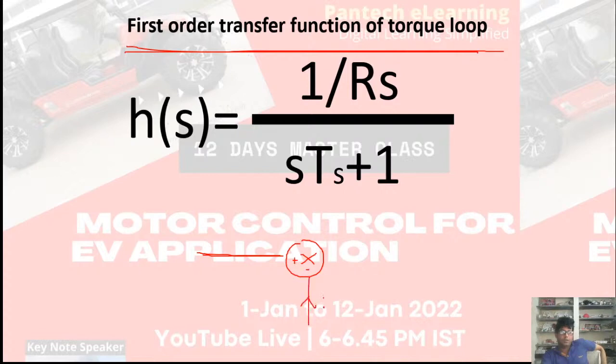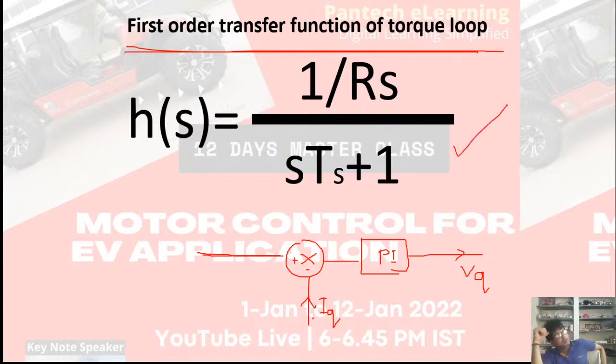This is coming from the motor after doing the ABC to DQ transformation, and this is your PI. This is giving the quadrature axis voltage reference. So this transfer function can be reduced to this form, which is 1 by Rs by S, where S is the Laplace operator, and Ts is the time constant of the stator.